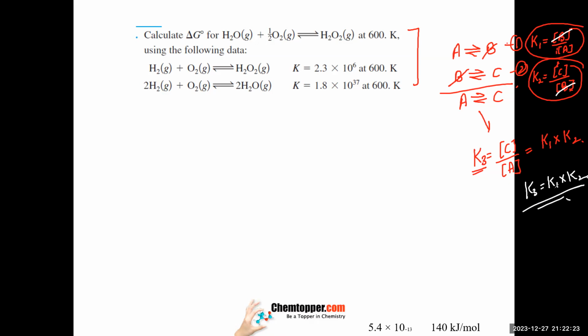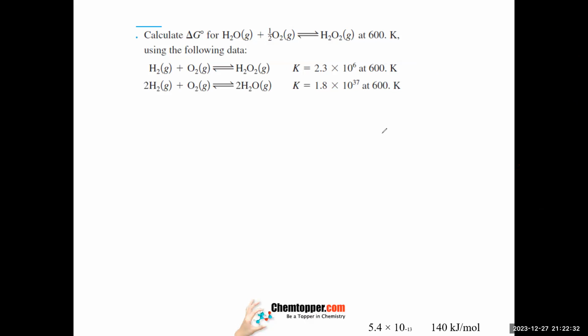This equation we have done earlier in unit 7, and we did plenty of questions based on it. I'm going to use this concept again here. Check.